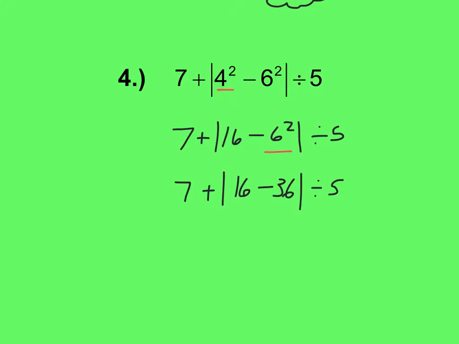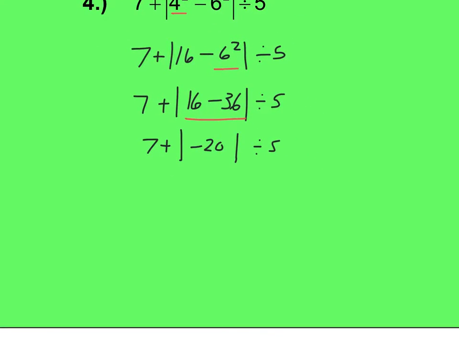Now I still have to do inside the grouping symbols, so I have 16 minus 36. So it's still 7 plus on the outside. I'm not getting rid of the absolute value yet because we have to do that. It's an operation. So I have negative 20 on the inside because 16 minus 36 is like 16 plus negative 36, which is negative 20. Close the absolute value sign, divide by 5.